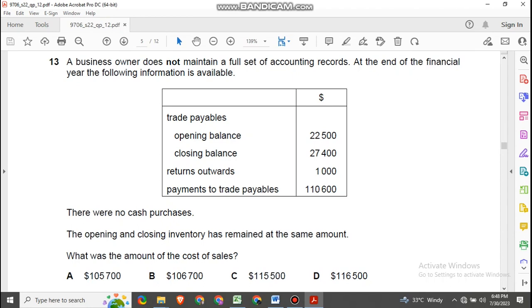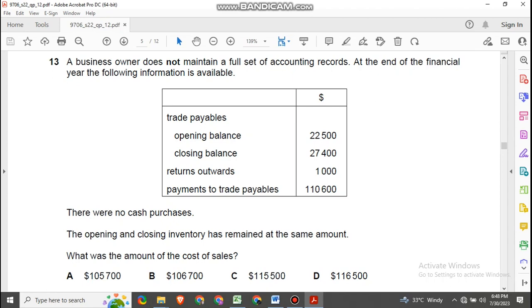Now the next question is question number 13. A business owner does not maintain a full set of accounting records. At the end of the financial year, the following information is available. Trade payable: opening balance 22,500, closing balance 27,400, returns outward 1,000, and payment to trade payables 110,600. There were no cash purchases. The opening and the closing inventory have remained at the same amount. What was the amount of cost of sales?